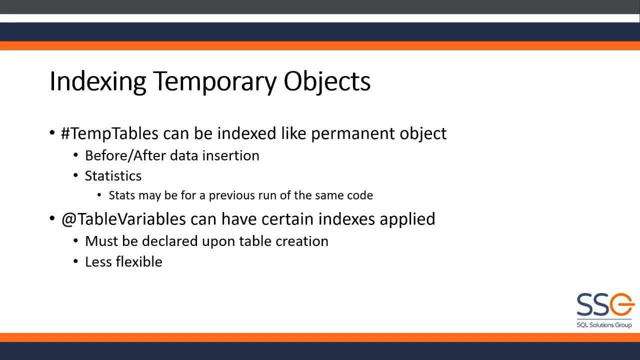Now, table variables, you can still index. You have to do it on table creation. You can't mess about afterwards. And table variables have their own gotchas with statistics and what have you. I would tend toward temp tables if you can, as they're just much more flexible when it comes to indexes.